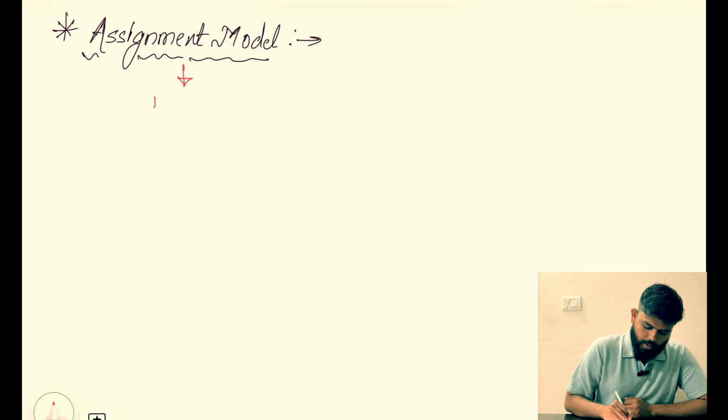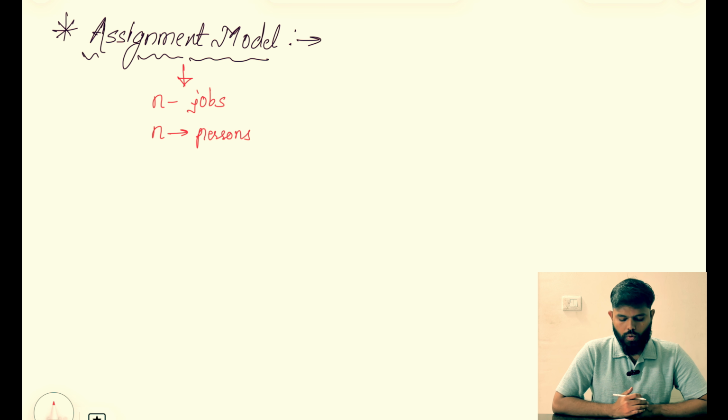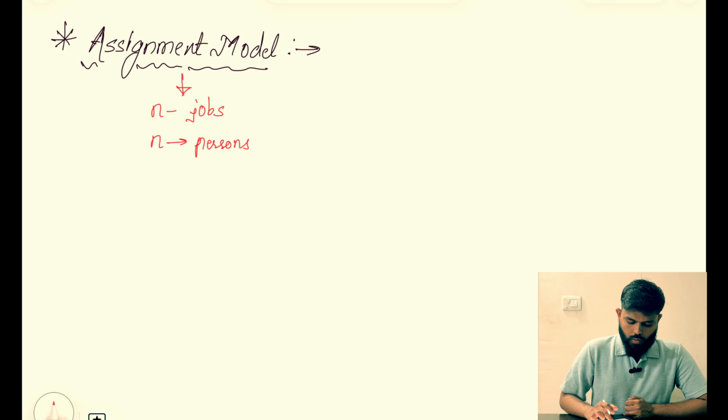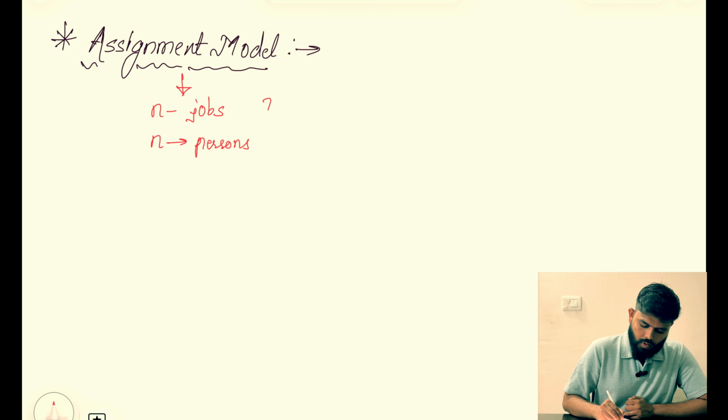The topic that we are going to study today is assignment model. So let us assume we have n number of jobs and we have n number of persons who are competent enough to do those jobs. Obviously, the degree of efficiency will vary from person to person, but let us assume we have n number of jobs and n number of competent persons who can do those particular jobs. Now, what we need to do is assign the jobs to these persons in such a fashion that the cost of assignment is minimized.